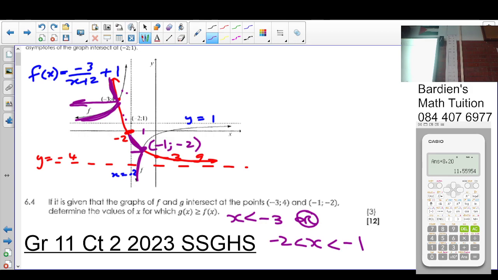So there's an equal sign as well. Are they equal to each other at negative 3? Yes. Are they equal to each other at negative 2? No. What is happening at negative 2? It's an asymptote. So I never put an equal sign at the asymptote. Is it equal at negative 1? Yes. So in other words, x must be less than or equal to negative 3 or x must be greater than negative 2 but less than or equal to negative 1. Is there any confusion there?